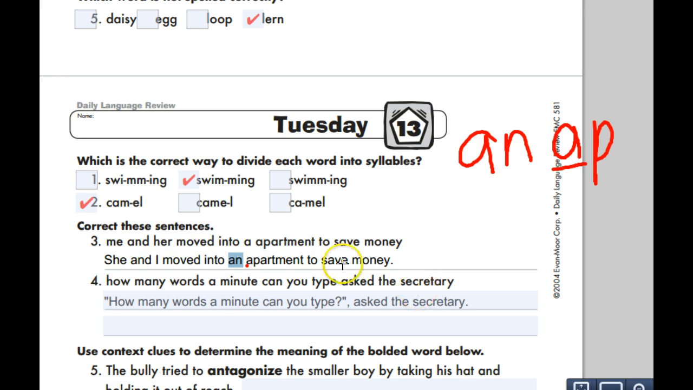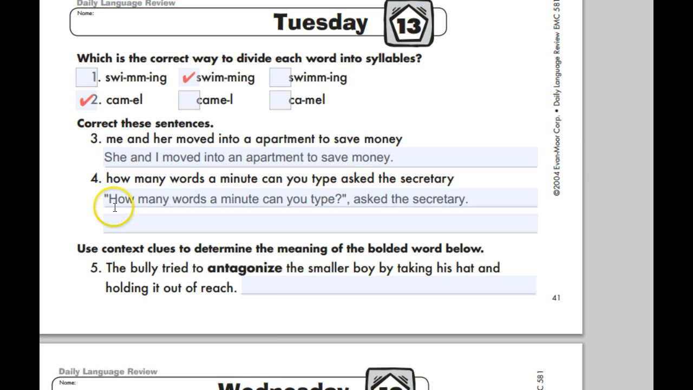How many words a minute can you type? Asked the secretary. Start with a capital H and quotation marks. How many words a minute can you type? This part ends with punctuation because this is a question. So, how many words a minute can you type? Question mark. This ends what she's saying. We do not need a comma here because we already have punctuation right here. When it doesn't end in punctuation, then you do need a comma. Asked the secretary.